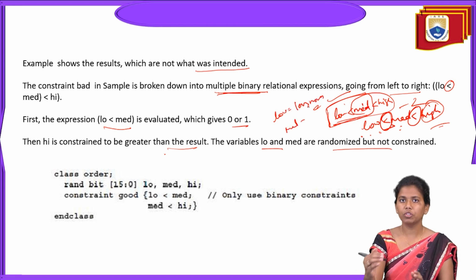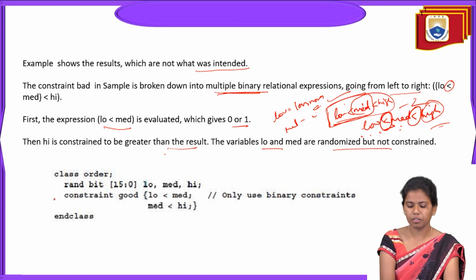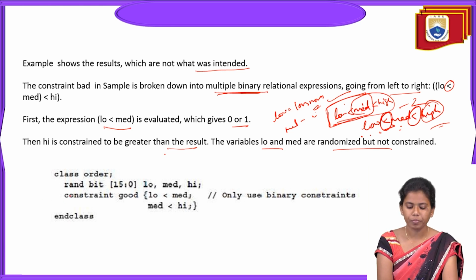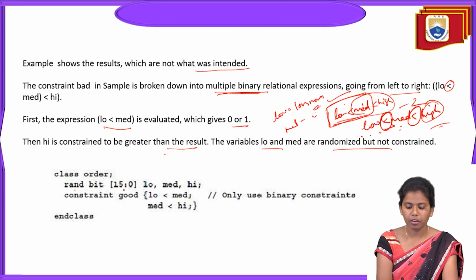Medium values, which is a little more than the low number. So here the randomizations can be observed. Then here see, for example, class order, rand bit. Rand is a keyword which is given for the variables in order to enable randomization. Rand bit 15:0. Again here we are seeing the order low, medium and high.